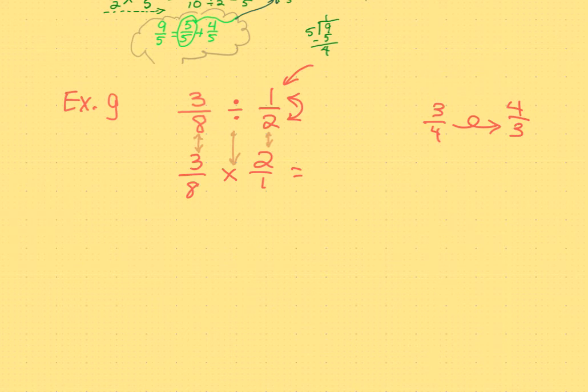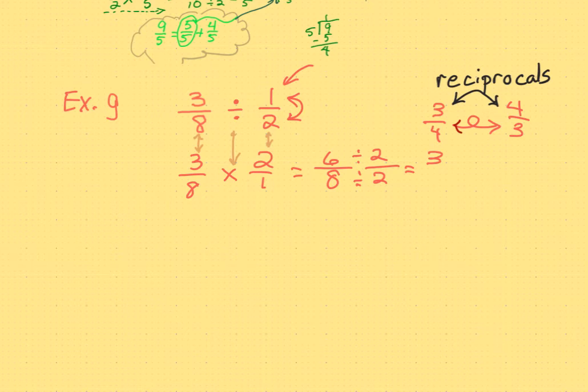That gives you the reciprocal. Okay, it multiplies straight across as we did before. 3 times 2 is 6, and 8 times 1 is 8. Oh, that is not in lowest terms. Let's divide a 2 over 2 out of that. So we get 3/4.